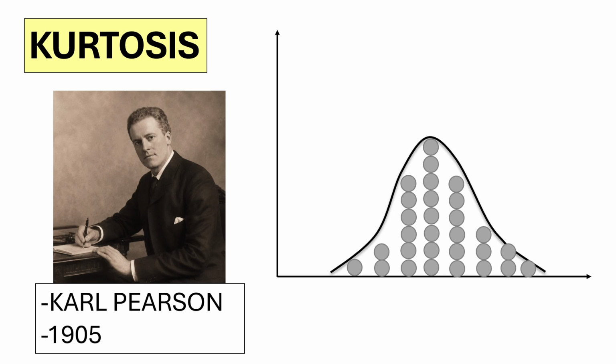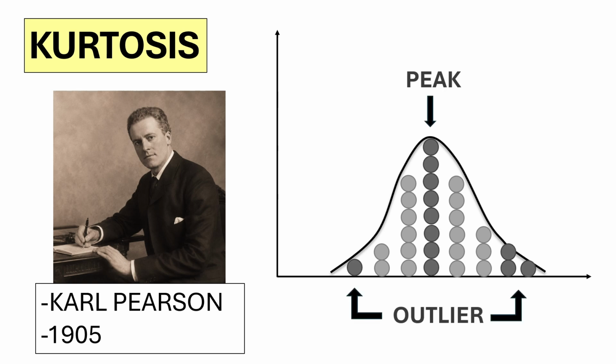So kurtosis is one of the most misunderstood concepts in statistics. Some say it measures peakedness, some say outliers, but neither explanation feels fully satisfying. So in this video, let's understand what kurtosis actually signifies. For your information, kurtosis was introduced by Karl Pearson in 1905.